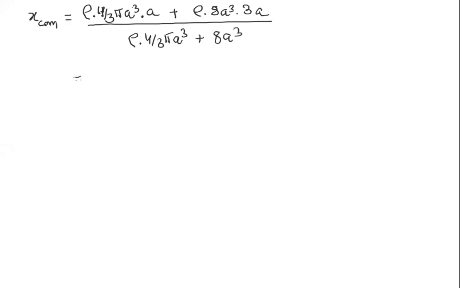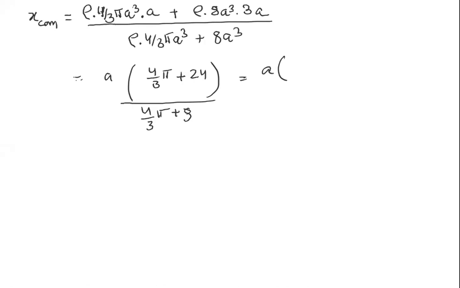So this is equal to a into (4/3 pi plus 8 times 3) over (4/3 pi plus 8). So this will be equal to a into (4 pi plus 8 times 3).